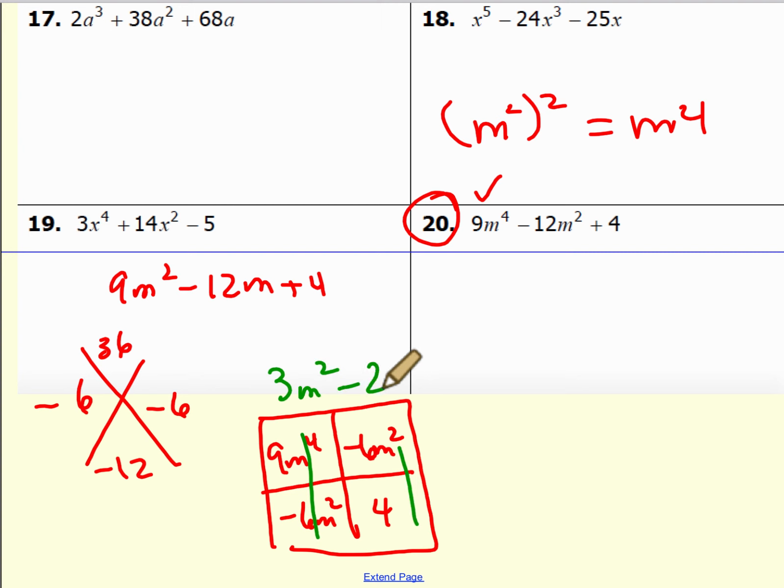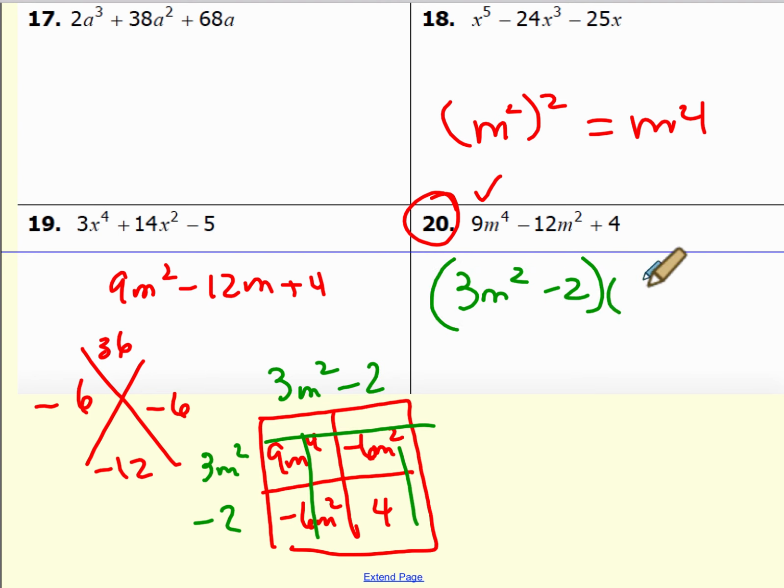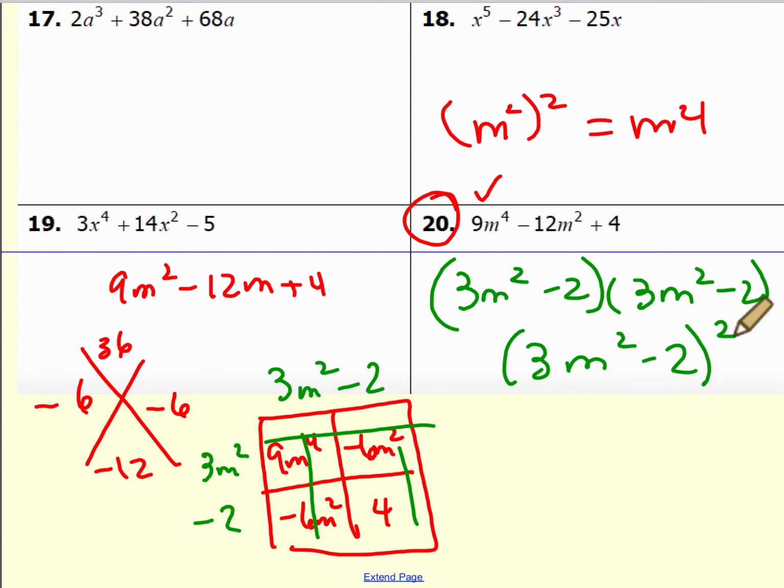The other common factor would be a negative 2. Doing the rows, positive 3m squared, and again negative 2. So what do we have? We have 3m squared minus 2 times 3m squared minus 2, which is the same thing twice. So I would write it 3m squared minus 2 squared.